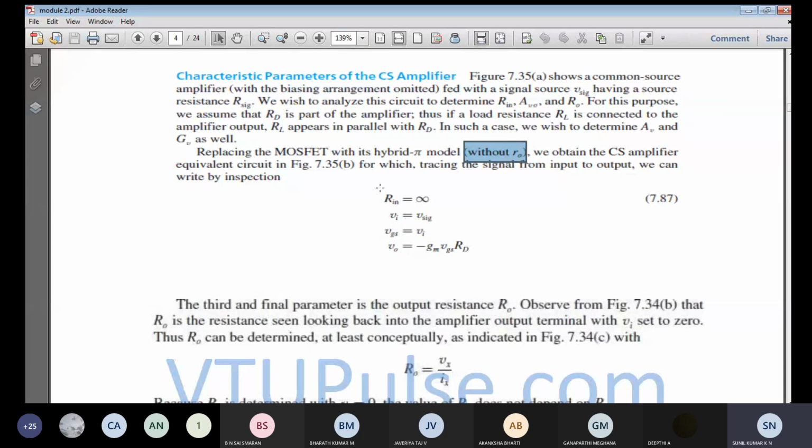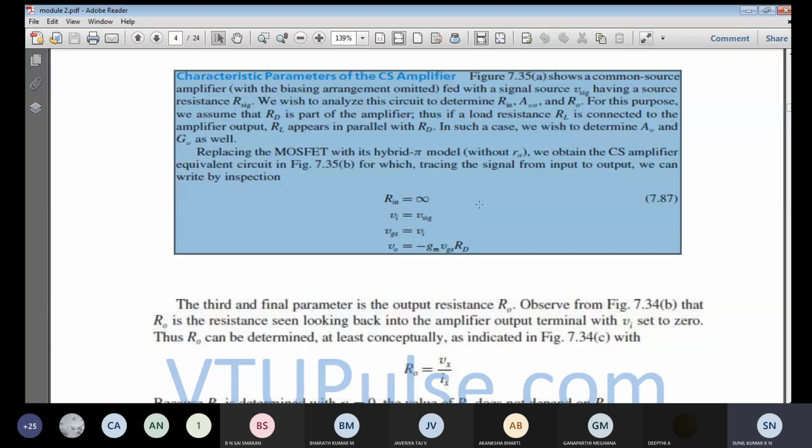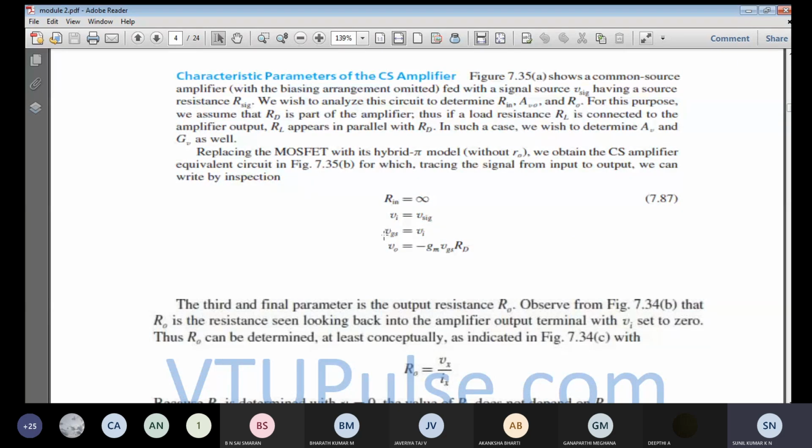From that we have seen Rin is equal to infinity because Ig is equal to 0. In that case, the input voltage will be equal to the signal source voltage V signal, and at that instant we can write Vgs will be equal to Vi, and Vi will be equal to V signal. So the input voltage is the same as the gate to source voltage, which is equal to V signal. And what will be the output voltage? The output voltage will be V equal to IR, so ID into RD.